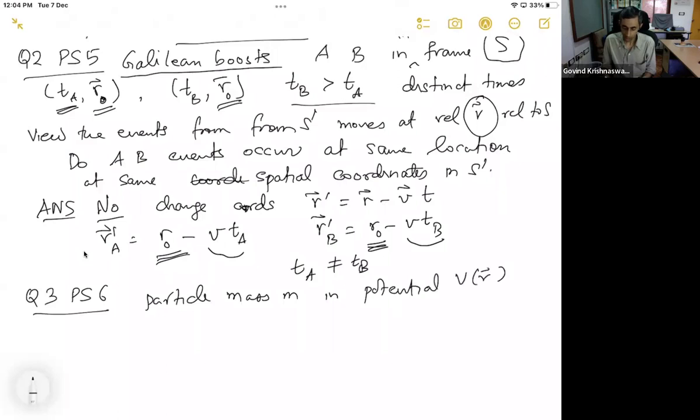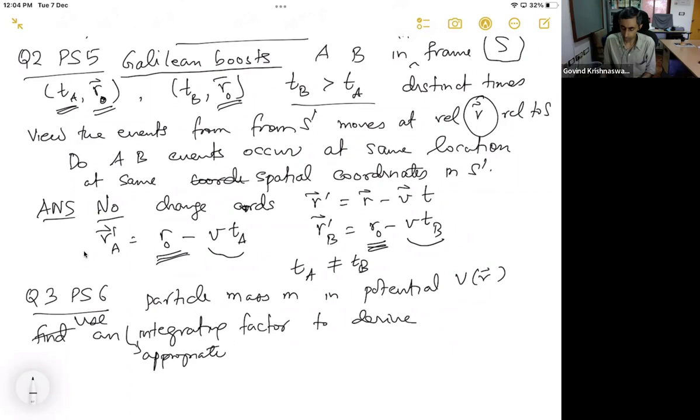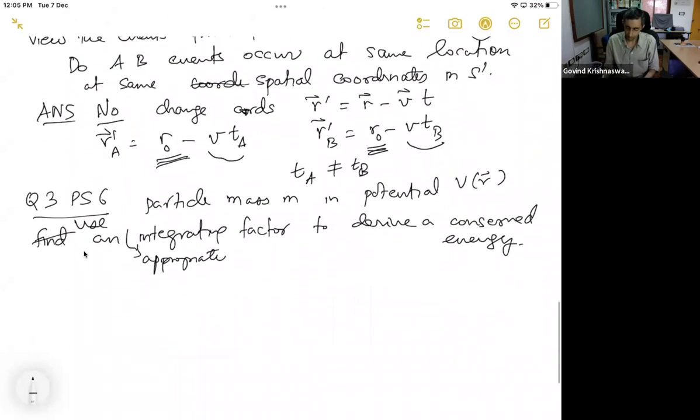Yeah, and we were asked to find an integrating factor, or use an appropriate integrating factor to derive a conserved energy. Yeah, this was the question. And many of you have got it right, but there are also some confusions.